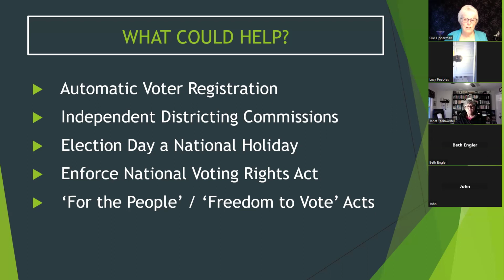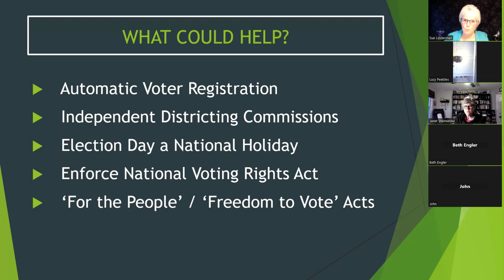Enforce the National Voting Rights Act. Don't let states purge voter rolls. And then the For the People and the Freedom to Vote Acts that are designed to eliminate at a federal level the worst of these violations. You may recall from our earlier discussions that the Constitution says that state legislators can make up all these rules, but the Congress at any time can override restrictions that the states impose.